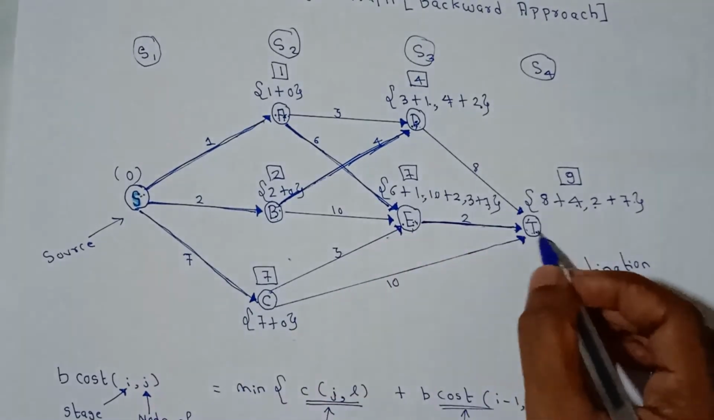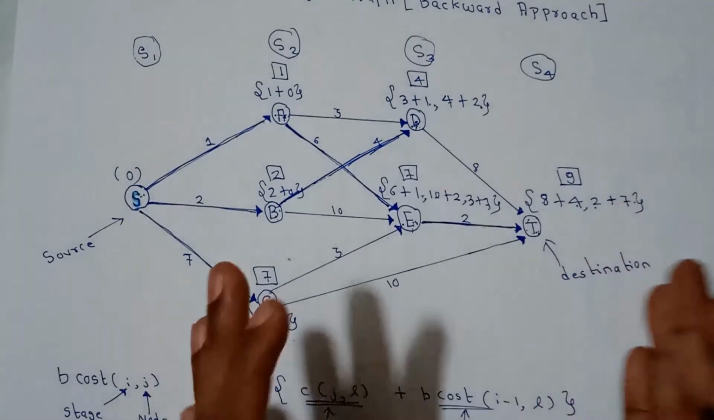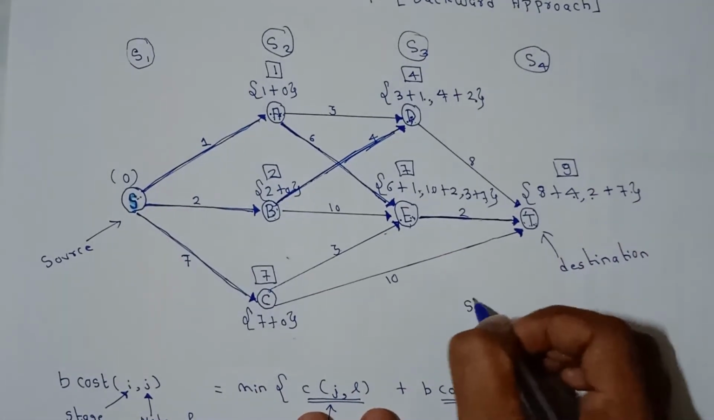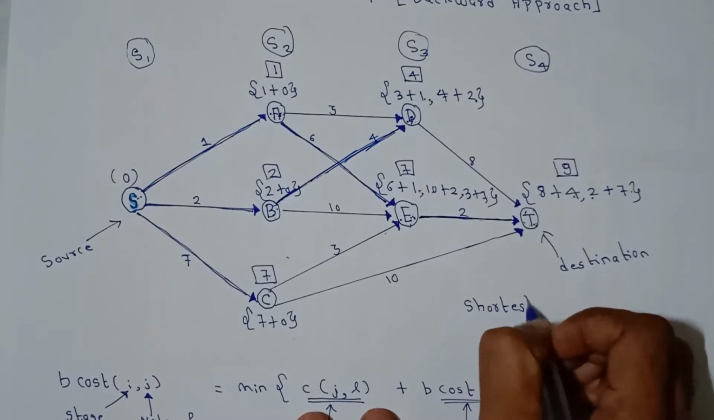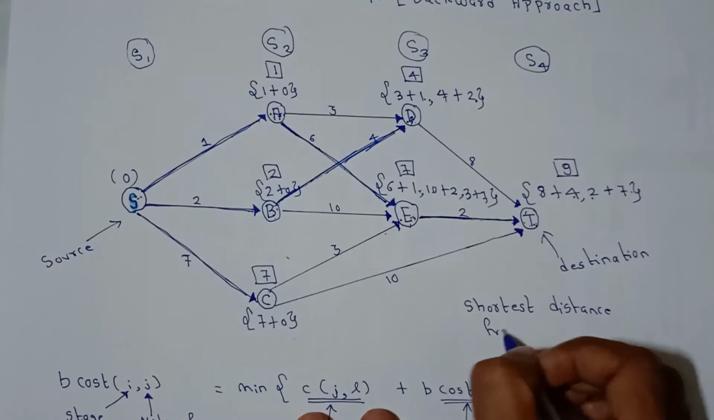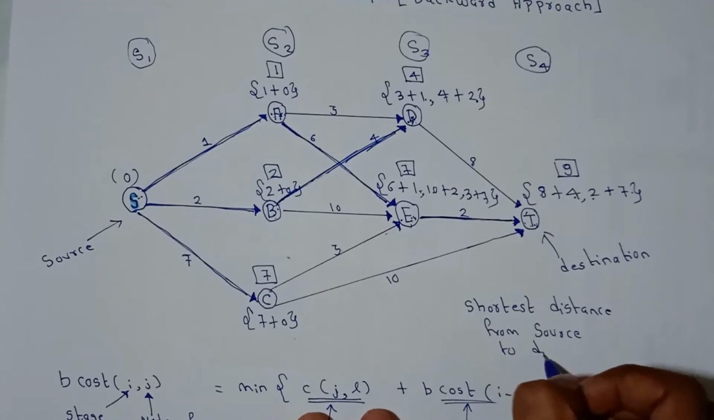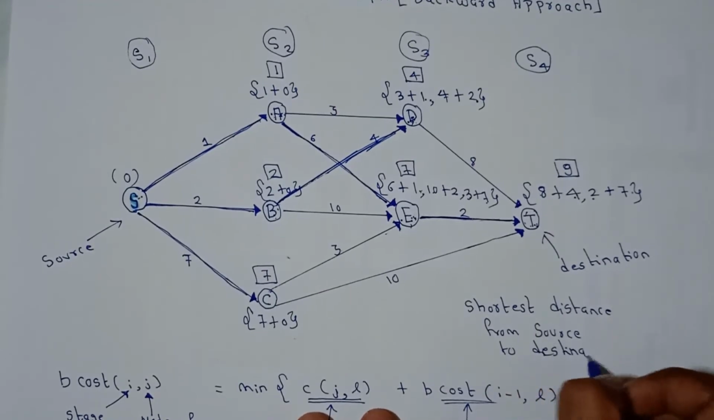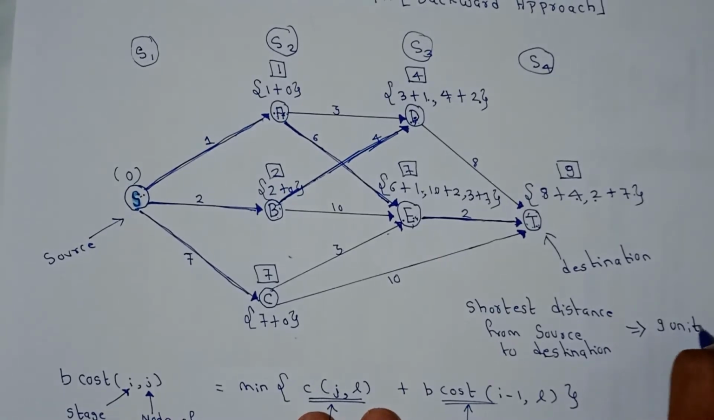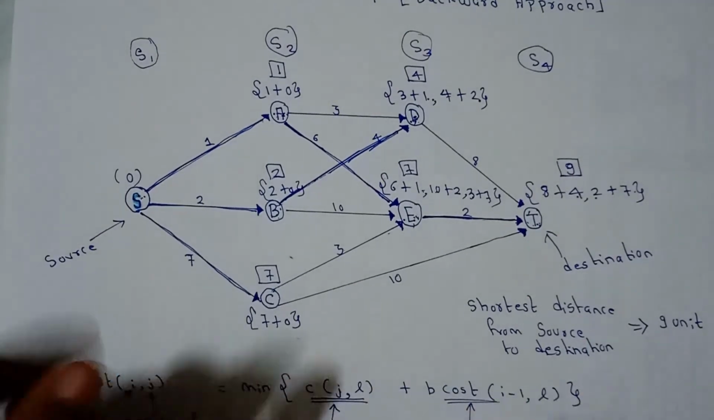Now we have reached the destination node, that is the T node, and the cost of the T node denotes the shortest distance from source to destination, that is 9 units. So the shortest distance from source to destination is equal to 9 units, right? This is the 9 units. So now we also have to find the path, right?